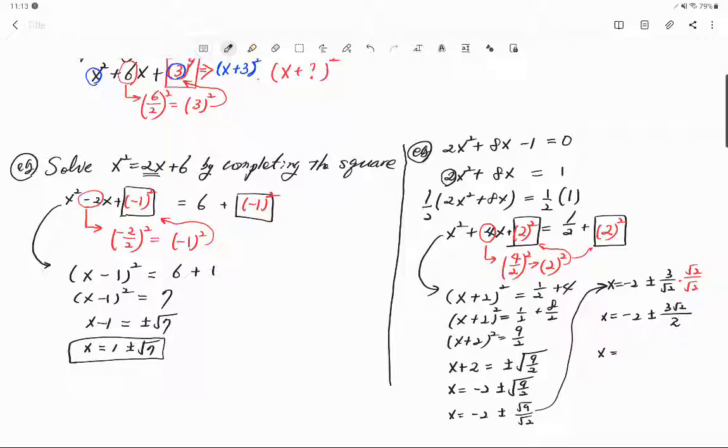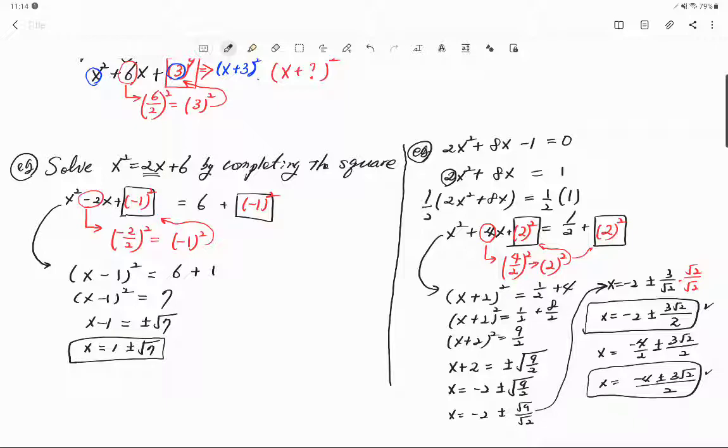Or you can combine them together. Then it looks like -4/2, right? You make like denominators. Then this one is -4 plus or minus 3 square root of 2, all over 2. So you can write the answer like this, or you can write the answer like this. Doesn't matter. This is just a different way of writing the solutions. So either this one or this one is okay.